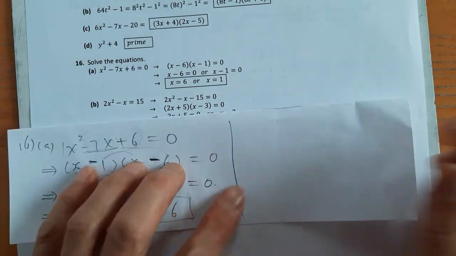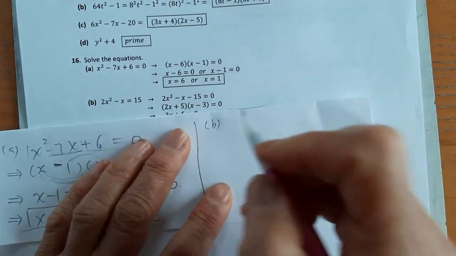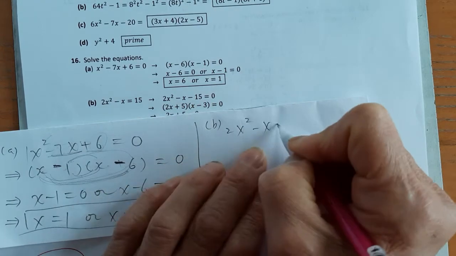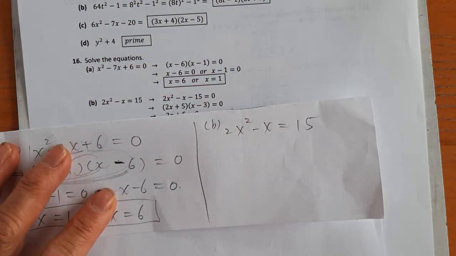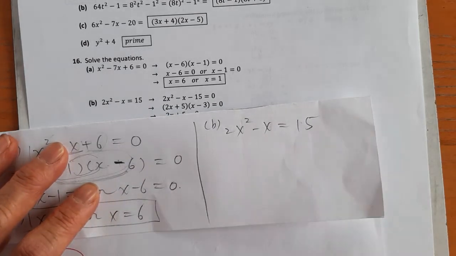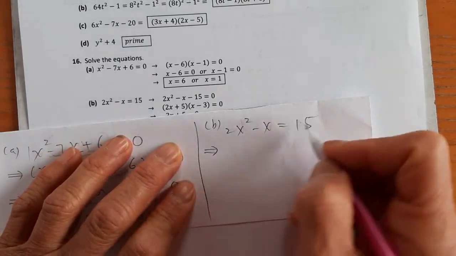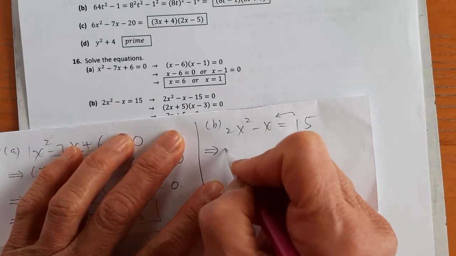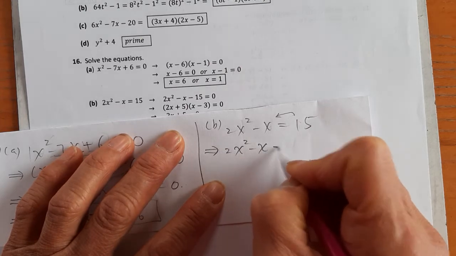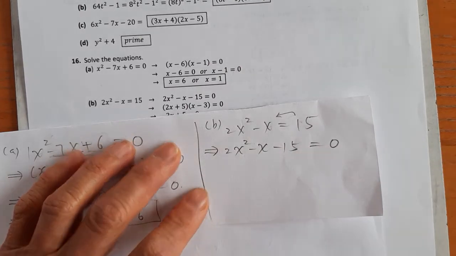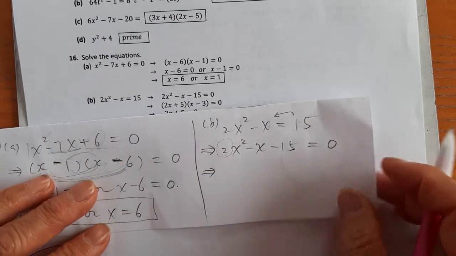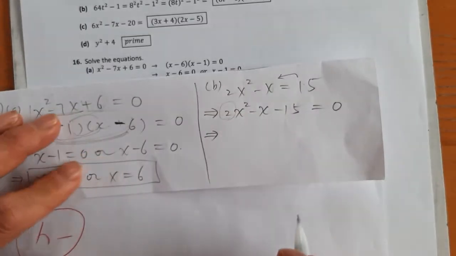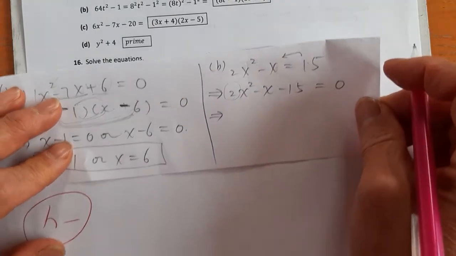Then B is 2x squared minus x equals 15. First of all, we have to put it in standard form. Standard form is all three terms on the left side and the right side is 0. So we subtract 15 from both sides, move it over, change the sign. 2x squared minus x minus 15 equals 0. Then we factor it. This 2 we can put as 2 times 1. And so you try it.